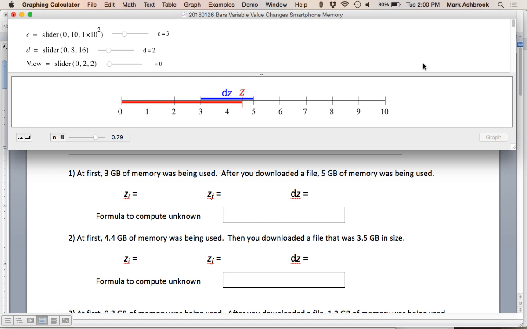Okay, let's see how we did. Number 1. Sam, tell me, what did you say for these three variables? ZI is 3, and ZF is 5. And which one was the unknown? DZ. And so then we want to write a formula, DZ equals ZF minus ZI. Okay, and now I'm showing that on the screen.